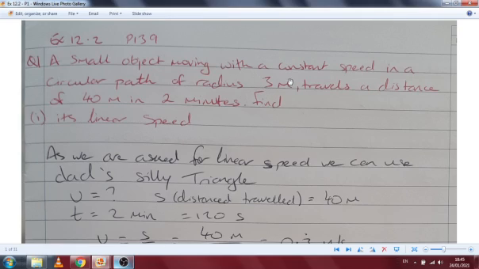A small object moves with a constant speed in a circular path of radius 3 meters. This sets it as a circular motion question, and we have the radius of 3 meters, so r equals 3 meters, which is a key thing. It travels a distance of 40 meters, so s equals 40, in 2 minutes. Our time we'll need to convert from minutes into seconds. So first off, find its linear speed.